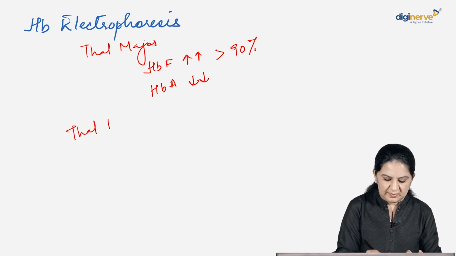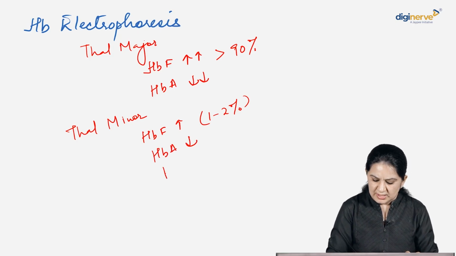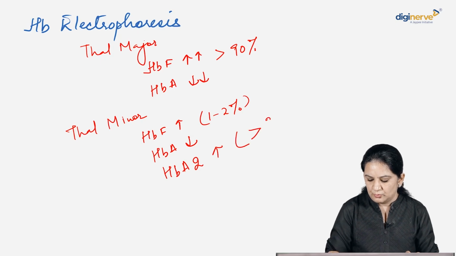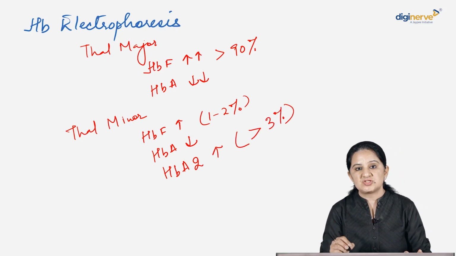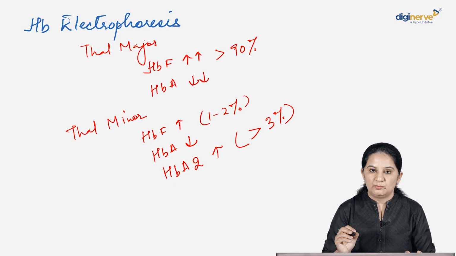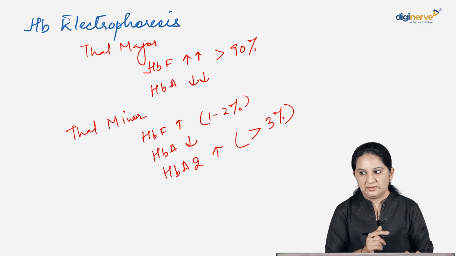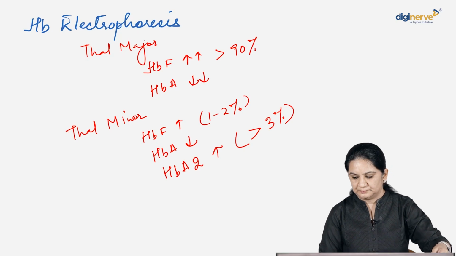What will happen in thalassemia minor? HbF would be raised, around 1 to 2%. HbA would be reduced, and HbA2, the characteristic HbA2, would be raised. It will be more than 3%. The normal was 2.5 to 3.5%. HbA2 in beta thalassemia minor would be more than 3%. Please remember, there is no other hemoglobinopathy in which HbA2 is raised. It is only beta thal minor where HbA2 is raised. So, characteristic of this disorder.